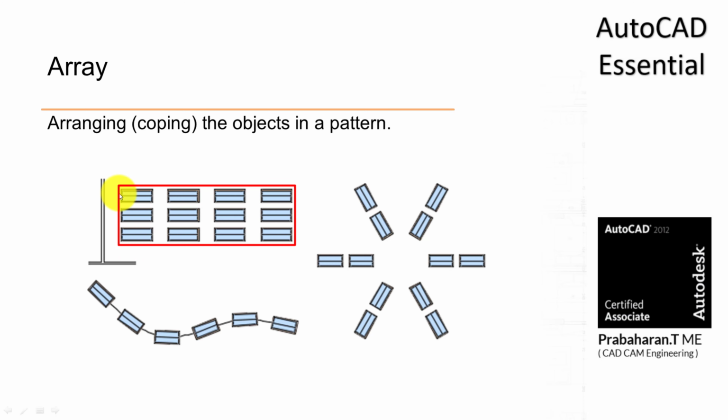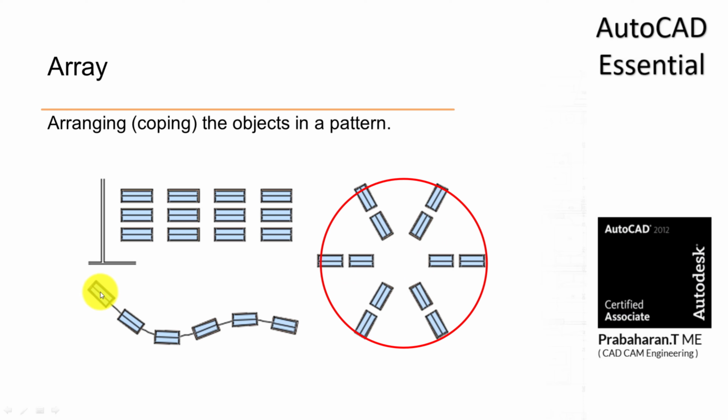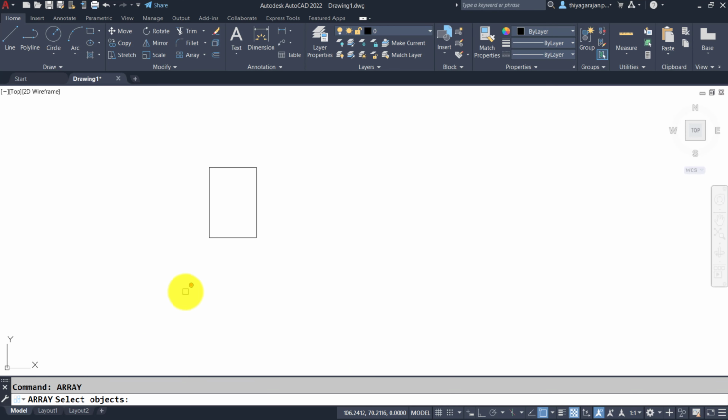So that means in the rectangular shape, we can make a copy of our object. In a similar way, in a circular shape, we can make a copy. On a trajectory, we can make a number of copies of the objects. Command array, select the object, enter. We have to choose the type of array we want to make. I am choosing the rectangular array.